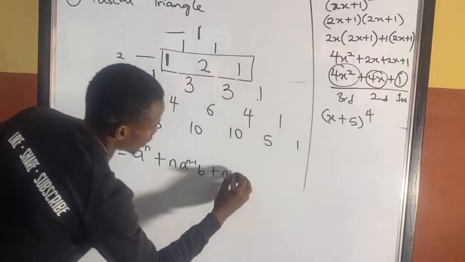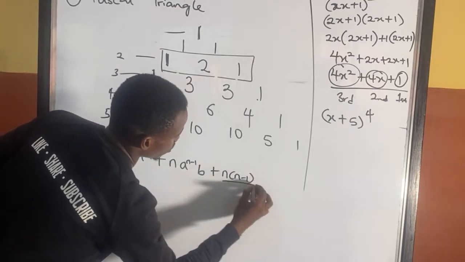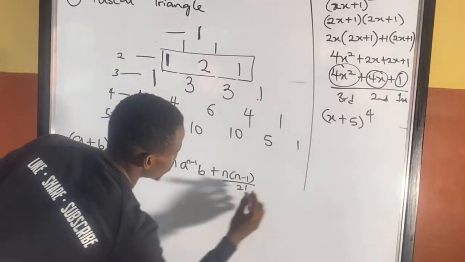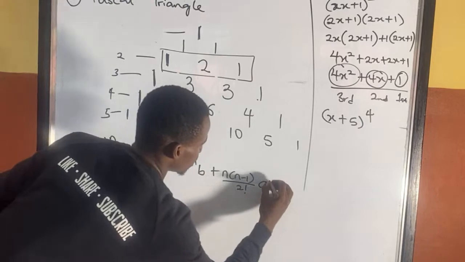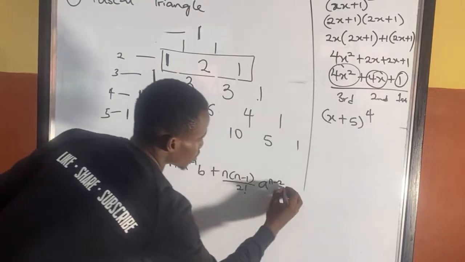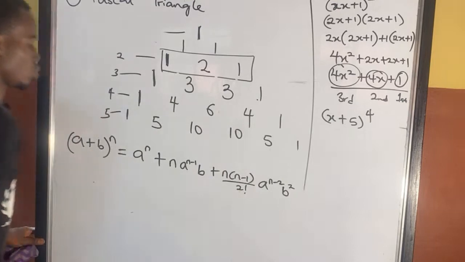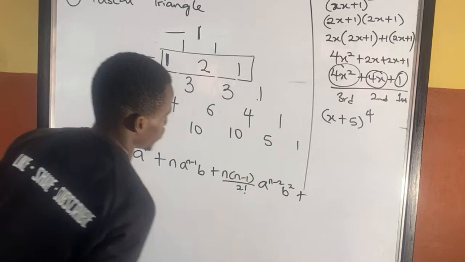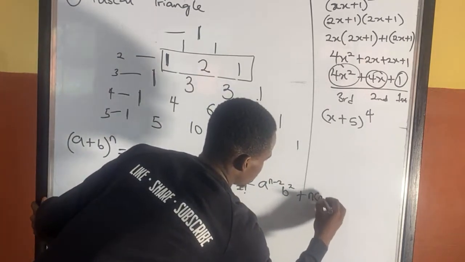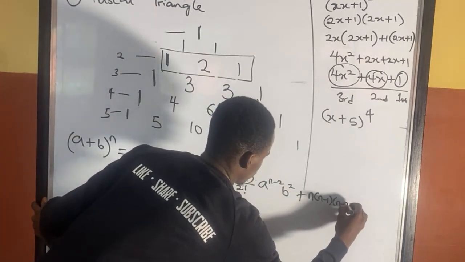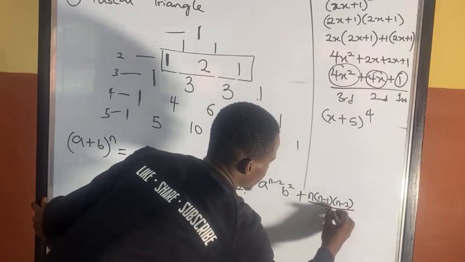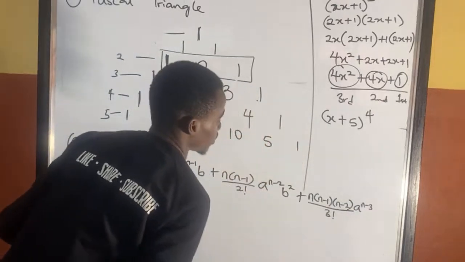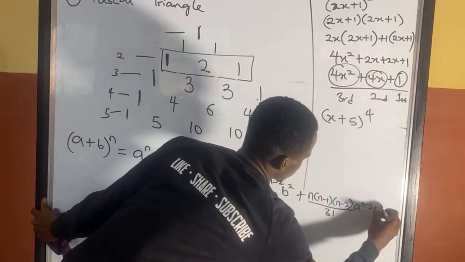N minus 1 over 2. I'll explain so you will not cram this formula, don't worry. But let's continue with this. A, from n minus 1, becomes n minus 2. From B raised to the power of 1, it becomes what? B raised to the power of what? 2. So we're still going to continue. Plus n minus 1, n minus 2 over 3 factorial. A raised to the power of n minus 3, right? B raised to the power of what? 3.